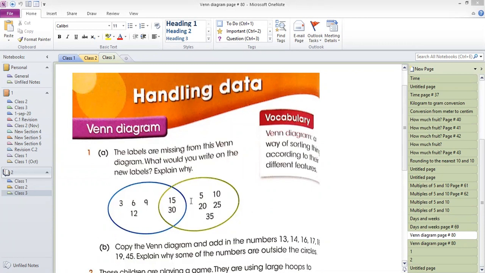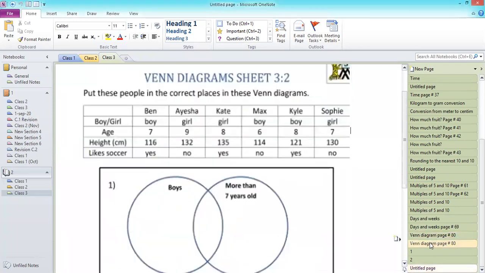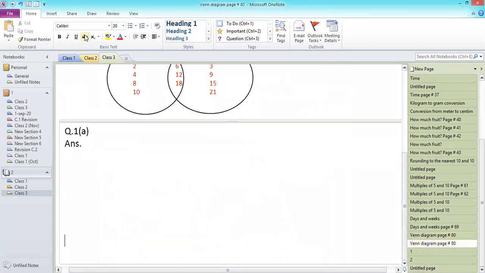And what about this one? 5, 10, 15, 20, 25, 30, and 35. Can you name it? Multiples of 5. Very good. So in the answer, you will write this, and here you will write multiples of 3, and here you will write multiples of 5. So that's the thing we are going to do here also.